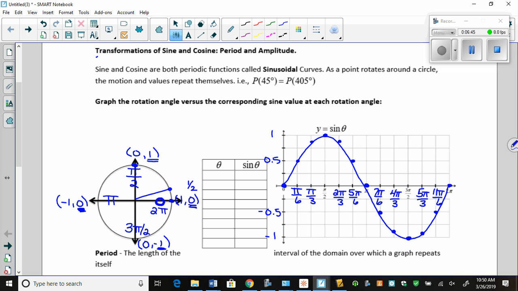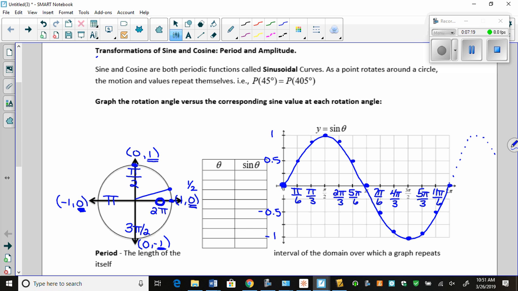So what does a sine graph always start at? 0, 0. It maxes at 1. It mins at negative 1, which makes sense because my unit circle maxes at 1 and mins at negative 1. And then it goes back to here. It repeats itself how long? How long does it take to repeat itself full circle? How many radians is a full circle? 2 pi. So it takes 2 pi to repeat itself. Because after this, what's going to happen? It's just going to do the same thing again, over and over and over.